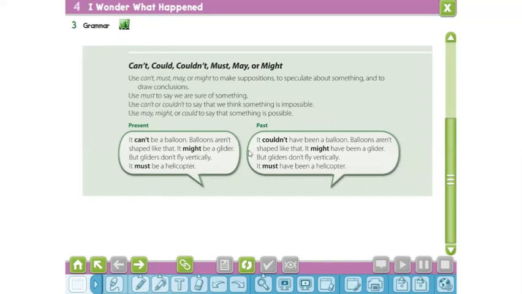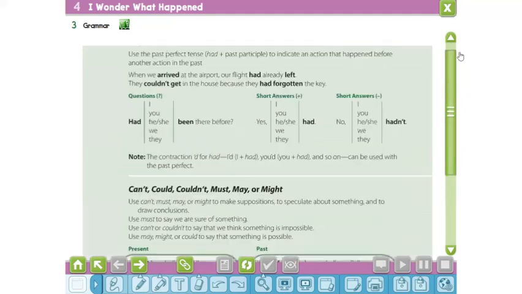Look at the second speech bubble about the past time. It couldn't have been a balloon. Balloons aren't shaped like that. It might have been a glider, but gliders don't fly vertically. It must have been a helicopter. So look at the words again, couldn't, might, and must. Look at the words after them: have been, have been, have been. So could, might, must have plus verb 3, that's a kind of speculating about something in the past. So that's about the grammar section.